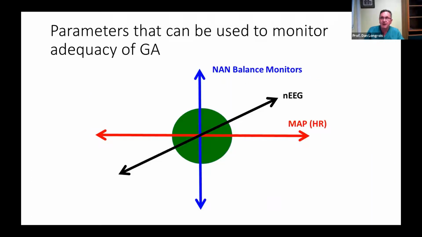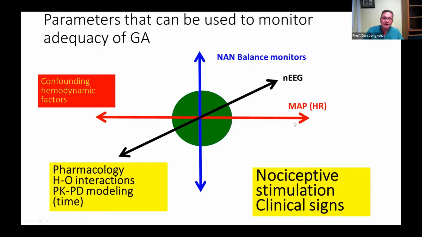So just to summarize with you now how you should reason in general. You have the nociception, anti-nociception balance monitors, you have the numerical EEG, and you have the MAP and the heart rate. And you have confounding hemodynamic factors. You have the pharmacology and hypnotic-opioid interactions, the timing, of course, the PK/PD modeling is interesting, and you also have the opioid-free cocktails, and you have the nociceptive stimulation and the clinical signs. And you need to put all this into perspective.